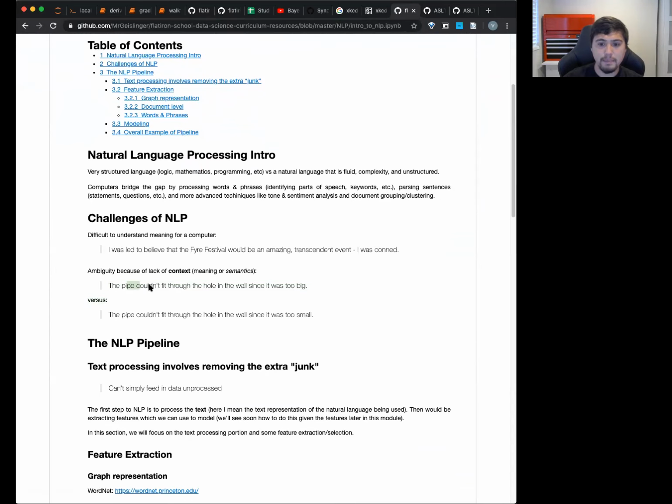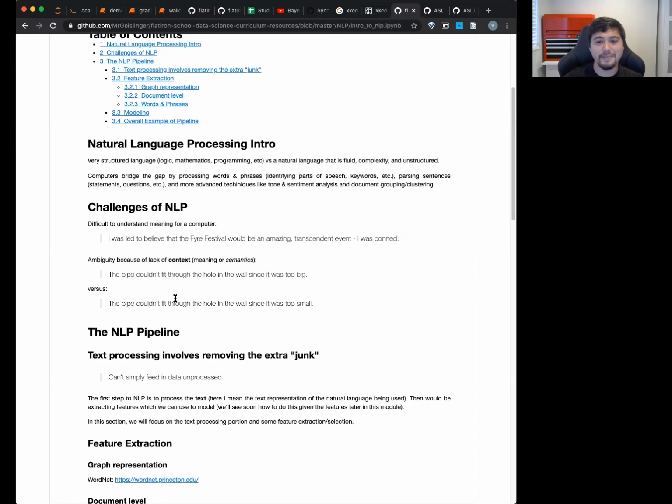It says, the pipe couldn't fit through the hole since it was too big. Well, what does "it" refer to? You instantly know it refers to the pipe, but that's only because of your context of understanding what a pipe and a hole are. If it changed, sometimes even you as a human being don't know what it refers to. Exactly, and there's also ambiguity in natural language. It's really interesting stuff. In my opinion, this is going to be the biggest push forward in data.